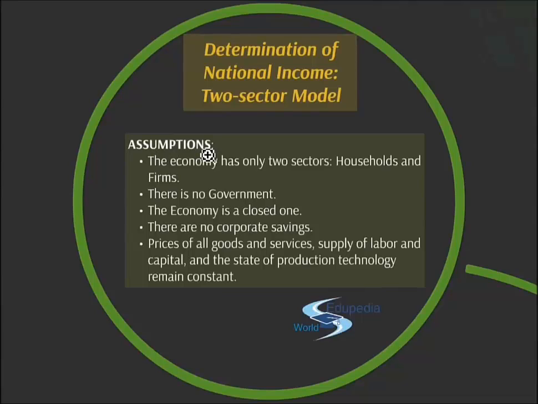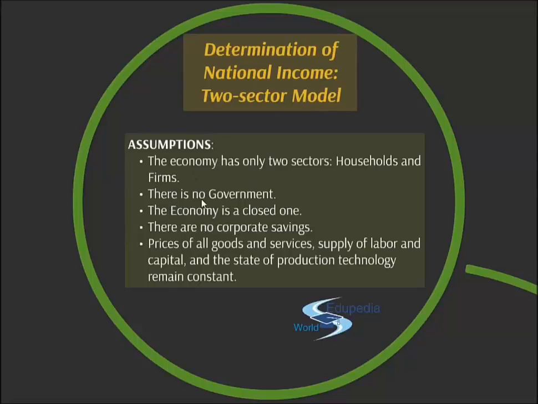Let's look at the assumptions of the two-sector model. The first assumption is that there are just two sectors, that is household and firms. The households own the factors of production and they sell the factor services to the firms, for which they get the factor payments in the form of wages, interest, rent and profits. The firms, on the other hand, hire factor services from the households and produce goods and services which they sell to the households. So this was our first assumption.